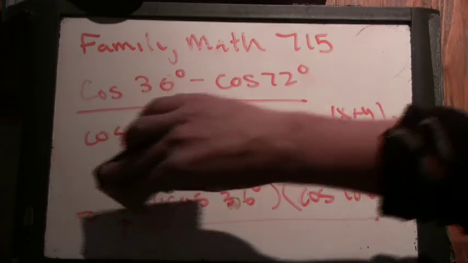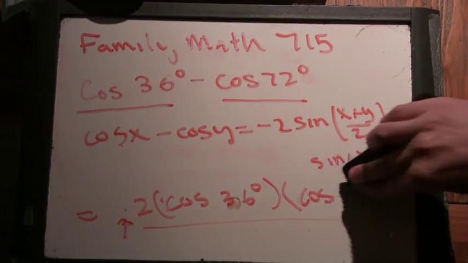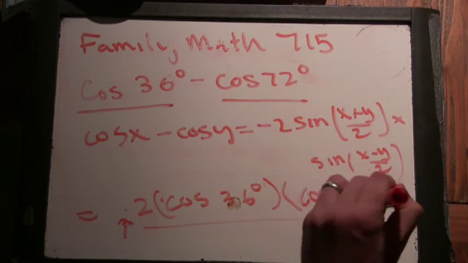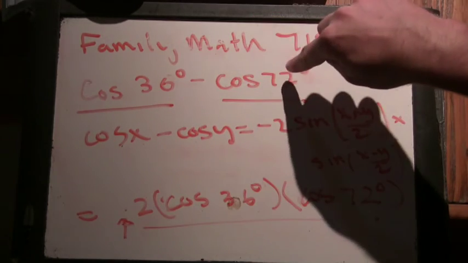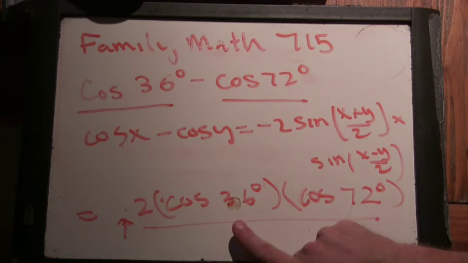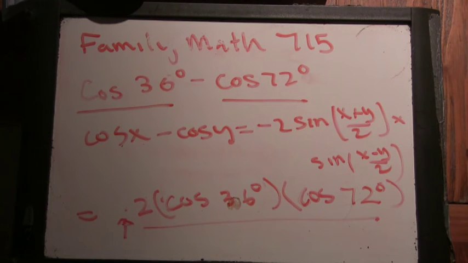So this finally simplifies to 2 cosine of 36 times cosine of 72. So cosine of 36 minus cosine of 72 equals twice cosine of 36 times cosine of 72. So that's a very good start to solving this problem.